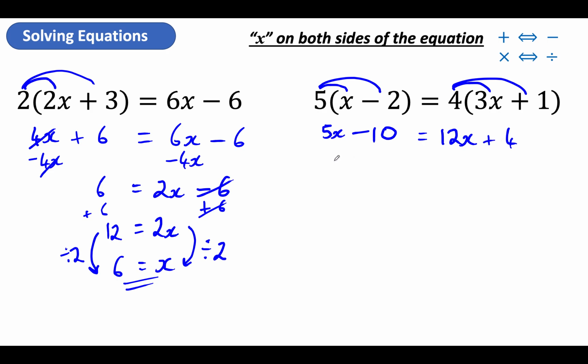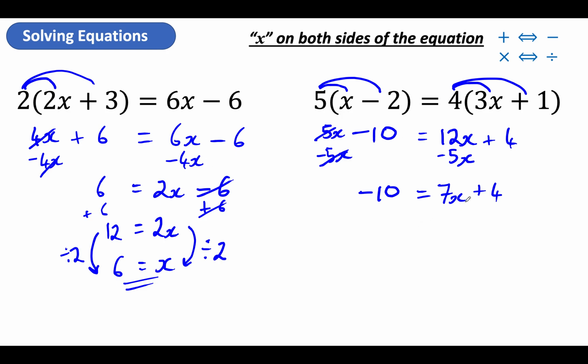Right, which side has fewer x? Well, that is going to be this side, 5x. So we're going to take 5x away from both sides of the equation to keep it balanced, because what you do to one side, you must do to the other. 5 take away 5 leaves nothing, so negative 10 is left on its own. 12 take away 5 leaves 7. And that, of course, there's the 4 on the end.